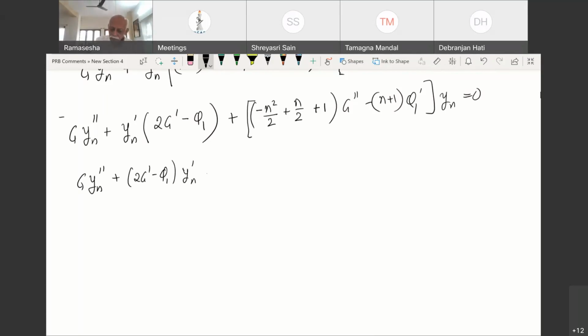yn prime plus g double prime, minus n squared minus n minus 2, the whole thing divided by 2, plus n p1 prime. This is the differential equation that is satisfied by classical orthogonal polynomials. Okay.